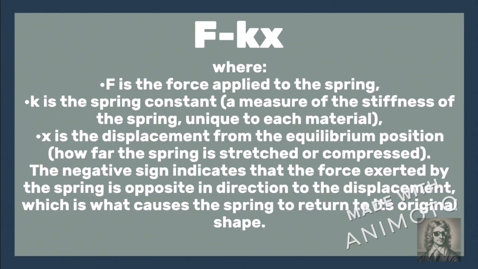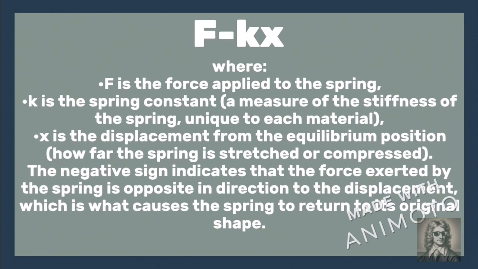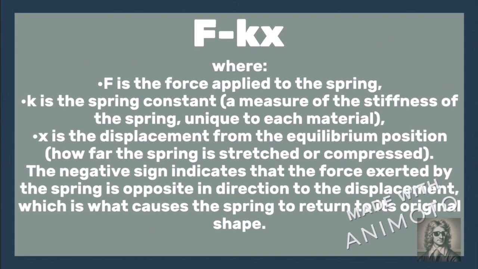where F is the force applied to the spring, k is the spring constant, a measure of the stiffness of the spring, unique to each material. x is the displacement from the equilibrium position, how far the spring is stretched or compressed. The negative sign indicates that the force exerted by the spring is opposite in direction to the displacement, which is what causes the spring to return to its original shape.